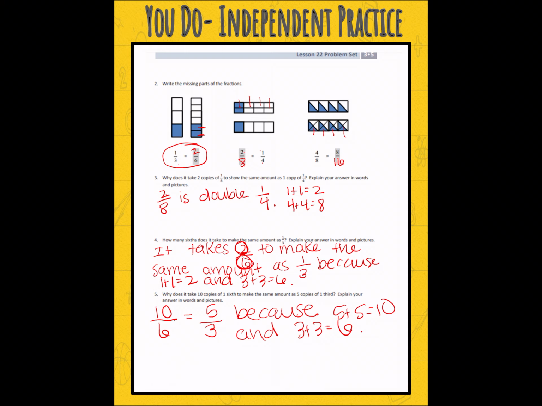I want you to take your time and complete the lesson 22 Zearn lesson on your own. Again, you do not have to do math chat if you don't want to, but if you'd like some extra practice with that, you are more than welcome to complete it. Make sure you complete lesson 22 all the way and unlock 23 for tomorrow.